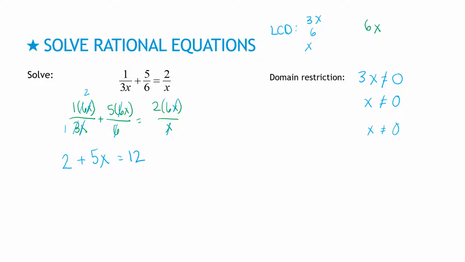Now I'm just going to solve. This one's pretty simple. Subtract 2 from each side. I get 5x equals 10. Divide by 5 on each side. I get x equals 2. I double check it against my restriction. 2 is just fine, so my answer is 2.